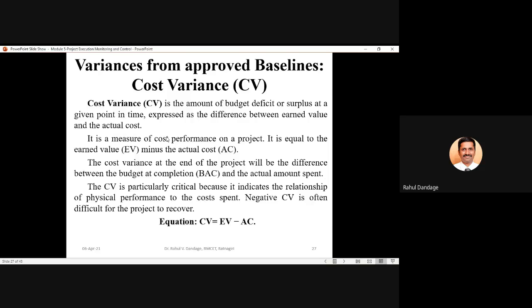If the value of cost variance is negative, then it indicates that your actual cost is more than your earned value, and this will make it difficult for the project team to recover from that situation. So the project team must emphasize that the value of cost variance must be positive. In other words, the actual cost must always be less than earned value at that point of time.